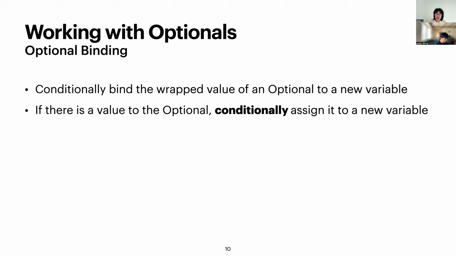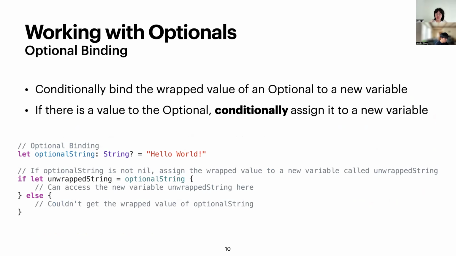The first safe way to work with optionals is optional binding, usually with if let. What this does is check whether the optional actually has a value, and if it does, Swift unwraps it and binds it to a new value inside that if block. You can safely use the unwrapped value like a normal value.